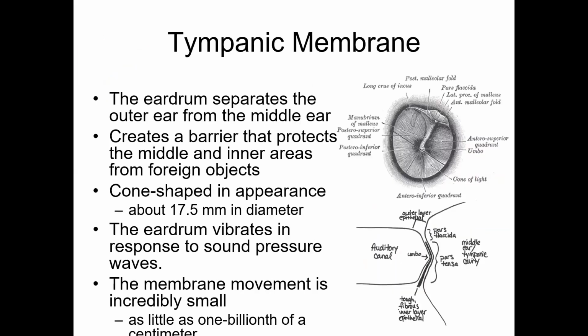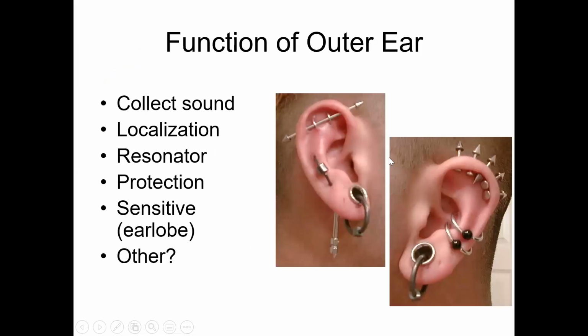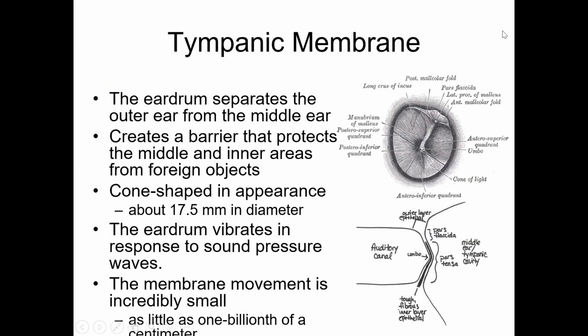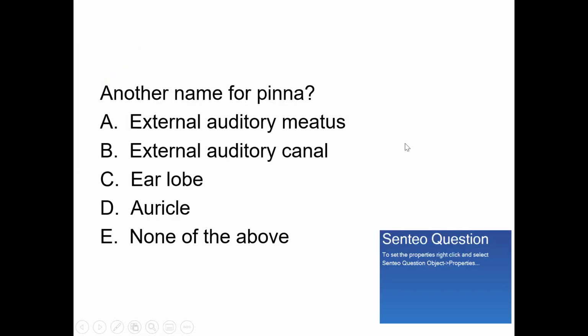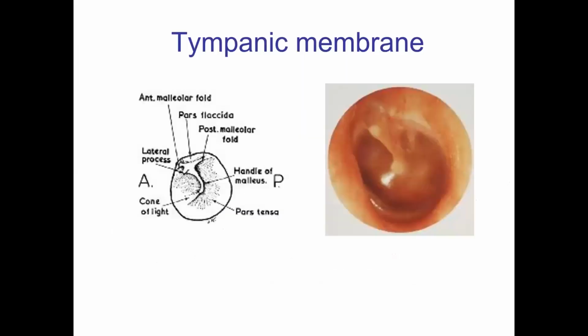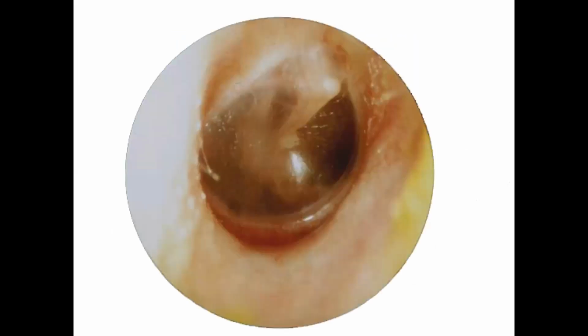So this is the tympanic membrane. The tympanic membrane separates the outer ear from the middle ear. This is a schematic diagram of the tympanic membrane, but this is an actual tympanic membrane. This is an endoscopic picture of the tympanic membrane. This is not a schematic diagram.